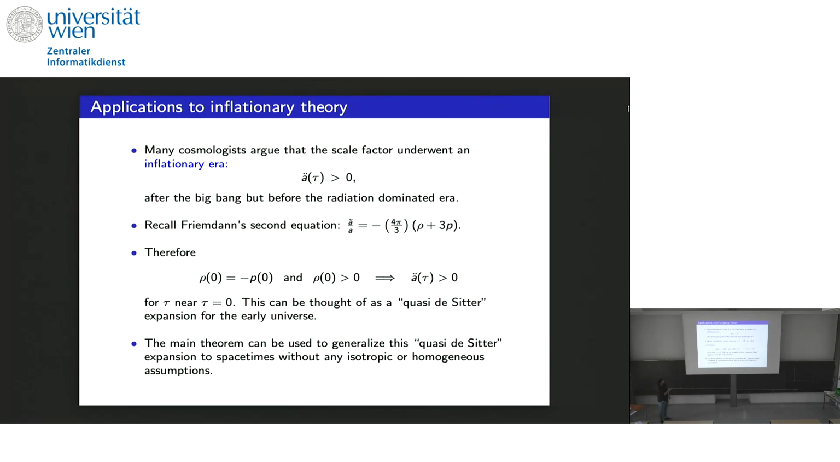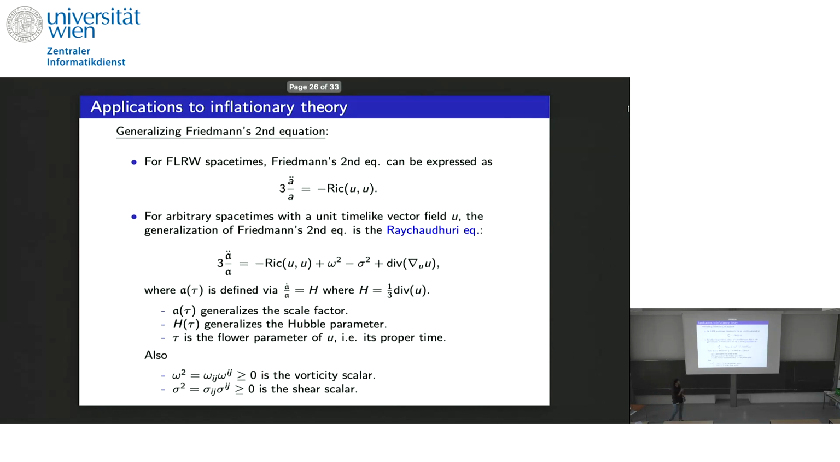Okay, so physicists believe that something like an inflationary era occurred, right? Recall Friedmann's second equation is given by this. So if rho of 0 was equal to minus p at 0, and the pressure and the energy density were positive, that would imply that the scale factor is accelerating, right? You just plug that into the Friedmann equations, and physicists call this a quasi de Sitter expansion for the early universe. The point is that the main theorem can be used to generalize this type of quasi de Sitter expansion to spacetimes, without assuming any homogeneous or isotropic assumptions.